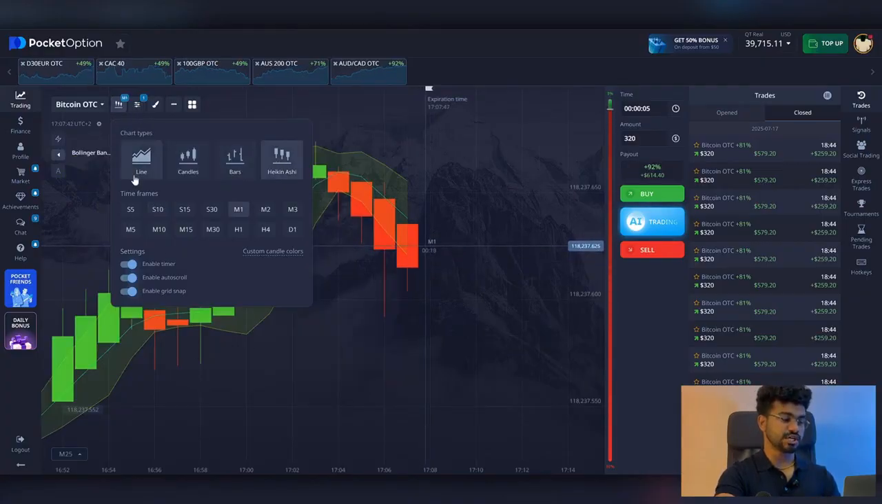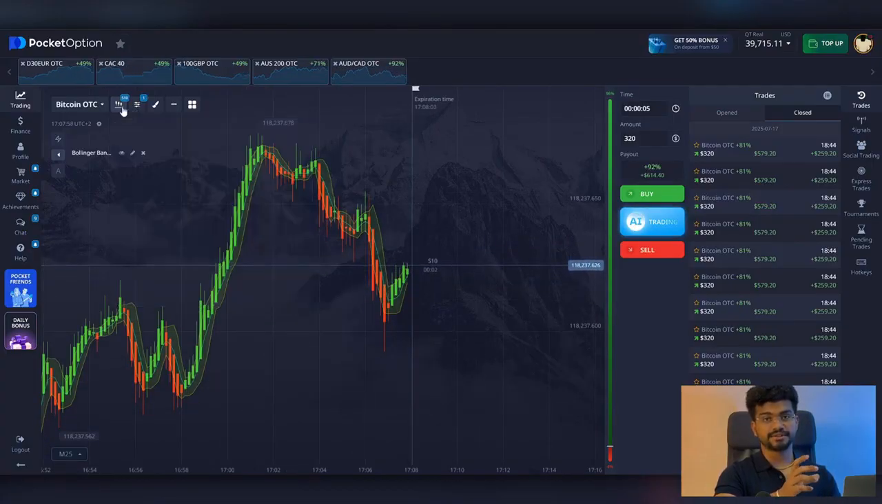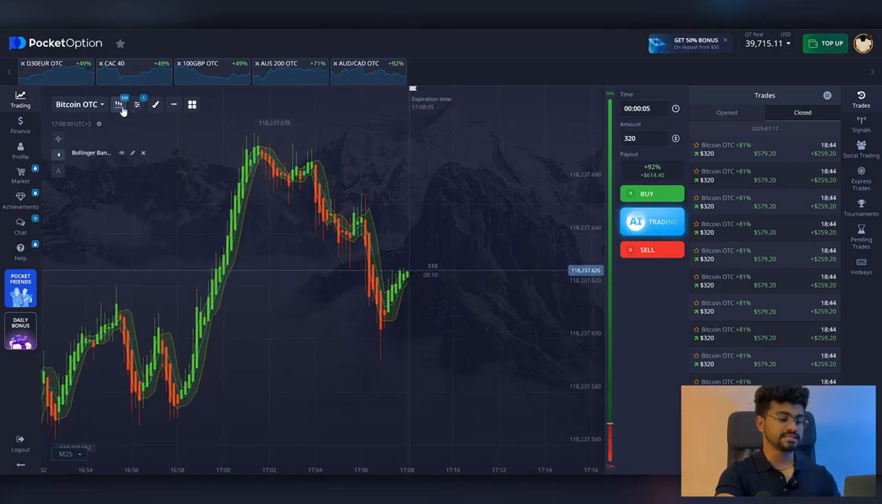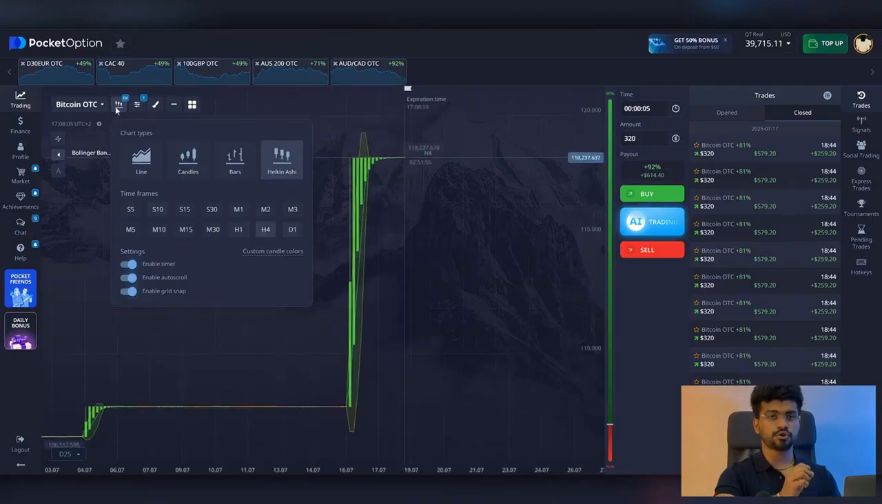Right below the chart types, we have time frames where you can choose from as little as 5 seconds all the way up to 1 day. Shorter time frames are usually helpful in catching, analyzing the short movements and trends in the price range, whereas higher time frames are great for spotting strong trends.